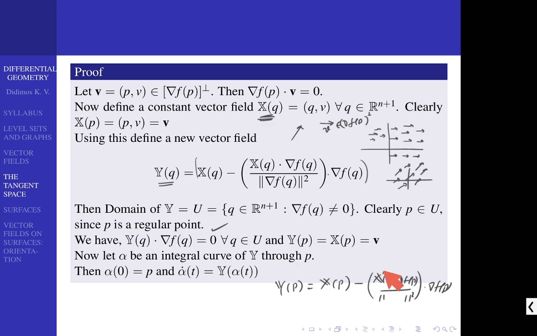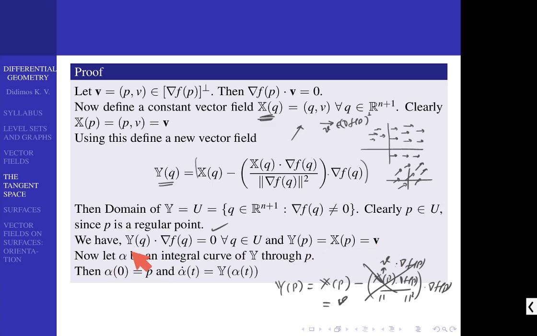But this is our v, and this is del f of p. We have chosen this v in such a way that the dot product is 0. So this term is 0, hence Y of p coincides with X of p, but X of p is nothing but v. Okay, so we can say that if you define a new vector field Y of q, then this Y of q has these properties: Y of q dot del f of q is 0, and Y of p coincides with X of p, that is equal to v.